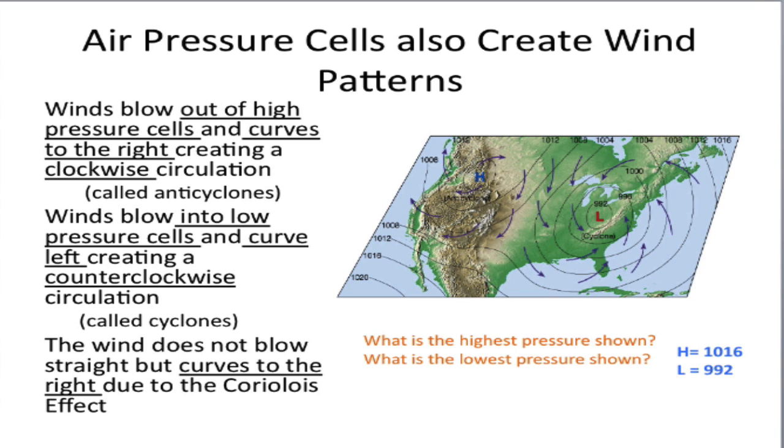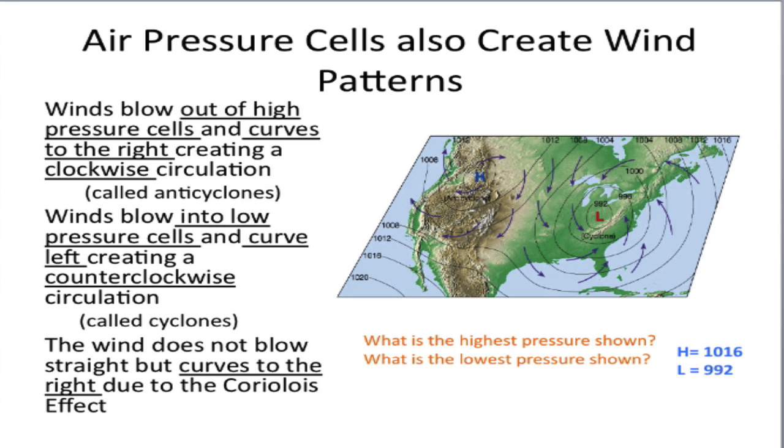This video focuses on high and low pressure patterns and how the Coriolis effect can impact larger wind patterns. Remember, wind always travels from areas of high pressure to areas of low pressure because the Earth is trying to even things out. In the diagram, we can see that the wind is traveling out of the high pressure in the Rocky Mountains and into the low pressure near the Appalachian Mountains.